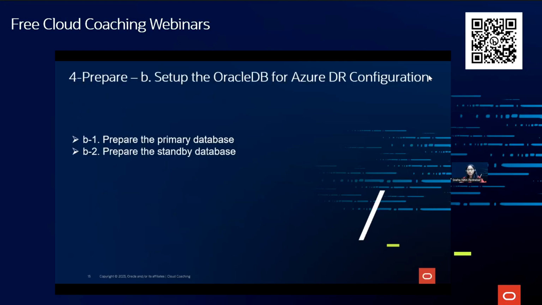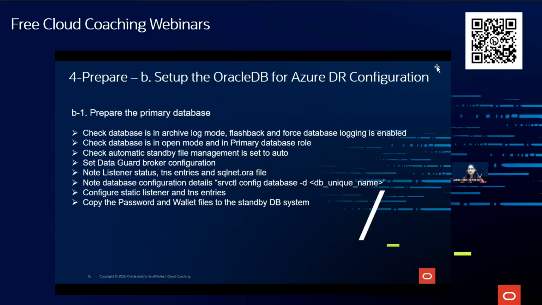Now, two things here. We are going to prepare the primary and then we're going to prepare the standby. This is very similar to what we do, in fact, in the on-premise DR configuration or in a hybrid configuration. To prepare the primary database, obviously you will have to check whether the database is in archive log mode, the flashback is on, the force logging is enabled, your database is open and in a primary role, and automatic standby management is set to auto.